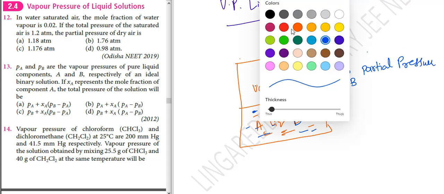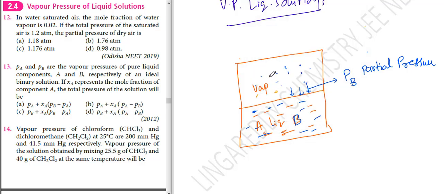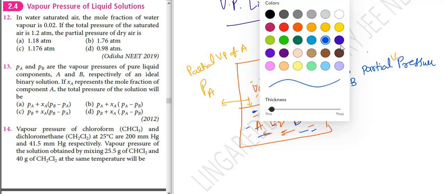Similarly, the A component also has some amount in the vapor phase. It is also raising some vapor pressure, that is PA. It is also known as the partial vapor pressure of A. And PB is the partial vapor pressure of B. Right? Now, some important formulas.